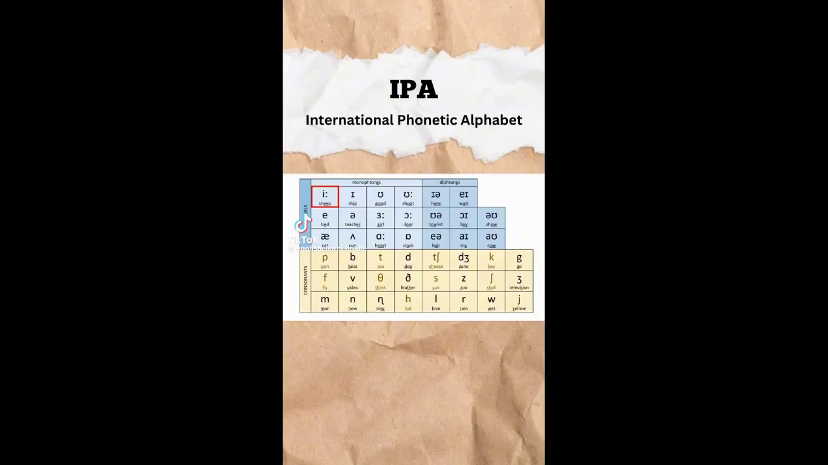For tools and symbols, one of the most important tools in phonetics is the IPA, or the International Phonetic Alphabet. The IPA allows linguists to write down exactly how a word is pronounced, no matter what language it came from. This video shows the IPA, or the International Phonetic Alphabet.